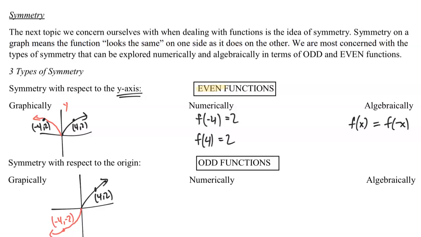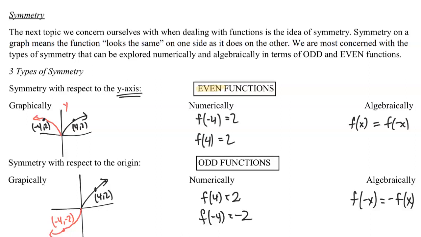Okay, so numerically, what does it look like? We are going to have, let's just say if we have f of 4 is equal to 2, then that means that f of the opposite of 4 is equal to the opposite of 2. And so algebraically what we have then is if we have f of, let's just say, the opposite of x, that this is equal to the opposite of the original y value, f of x. And so we call these functions odd.